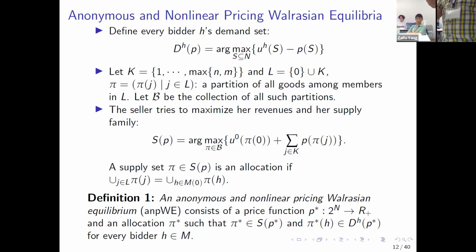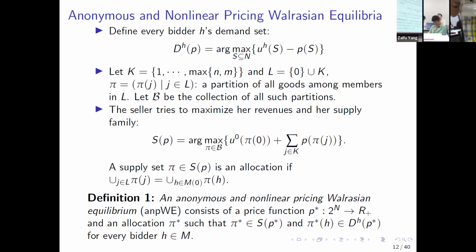So then we use L. So zero means that the atoms should be kept by the seller. And then the other one is just the market price. So here I use a partition of all goods among members in L. So this is not necessarily agents anymore, right? So it could be agents. So now I use a script B to represent the family of all such partitions.